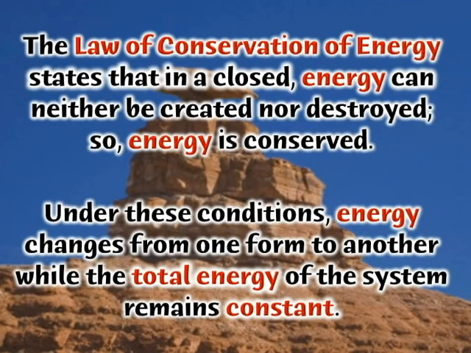So the law of conservation of energy states that in a closed system, energy can neither be created nor destroyed. So energy is conserved. That's why it's a conservation law. Under these conditions, energy changes from one form to another, like from kinetic to potential, but the total energy of the system remains a constant.